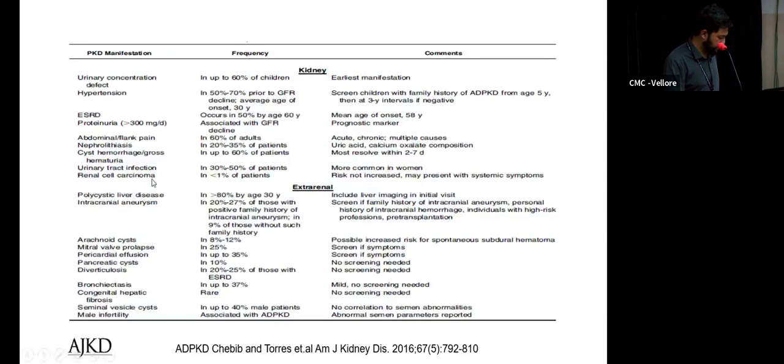And this is the list of all the conditions that you can have: pancreatic cyst, MVP (mitral valve prolapse), pericardial effusions, diverticulosis, intracranial aneurysms, and there's a lot of screening that also needs to be done. I won't go into all of that.